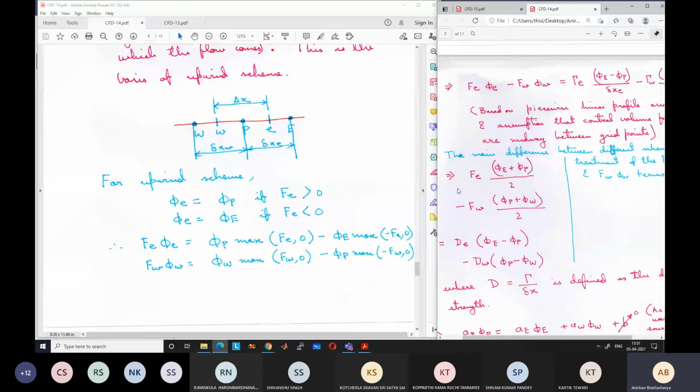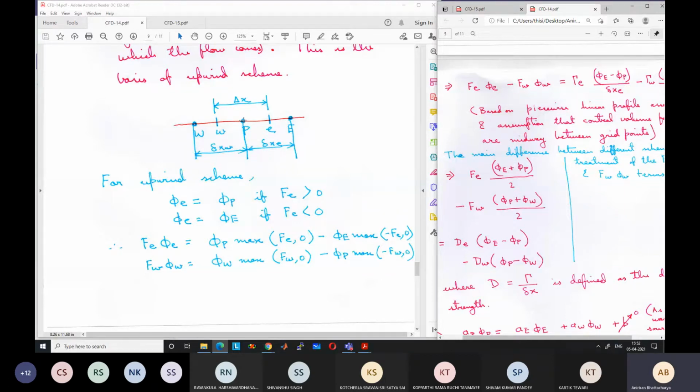Here, instead of this, if the flow velocity is positive, if Fe is greater than 0, Fe, remember what is Fe? It is rho ue, rho u at the east interface. If the value of rho u here is greater than 0, it means that u is greater than 0, the velocity is in the positive x direction. Then the upstream side is the P side. If the velocity goes from P to E, the upstream side is the P side. So we will take phi small e as phi capital P. So whatever is the value of the upstream side, same value we are going to take at the interface also, assuming that the interface is strongly influenced by the direction from which the flow is coming.